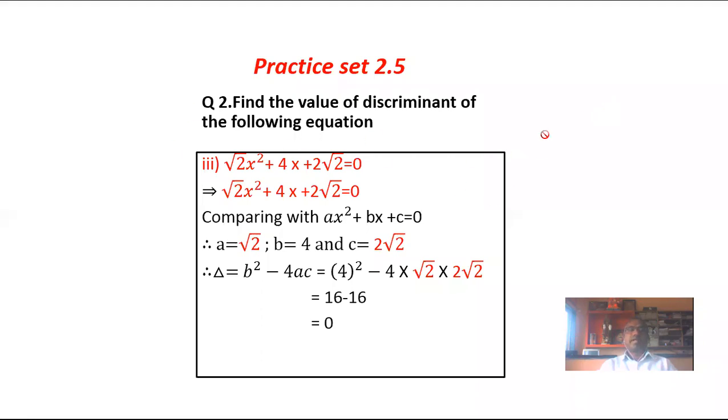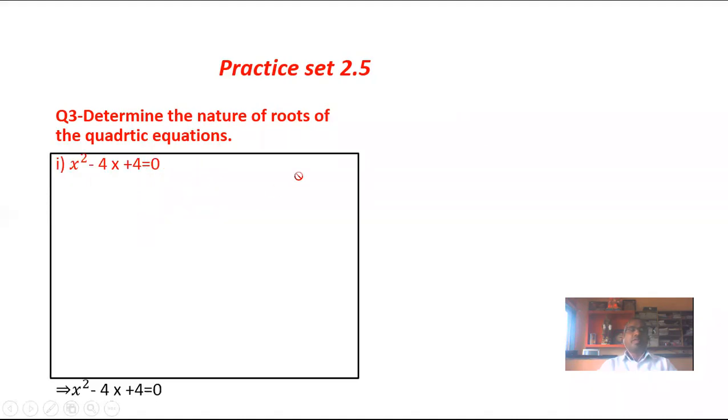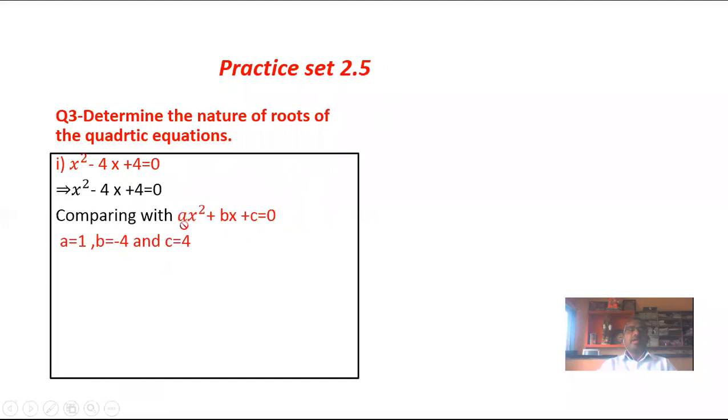Question number 3 in practice set 2.5. Determine the nature of roots of the quadratic equation. First problem: x square minus 4x plus 4 is equal to 0. This is a quadratic equation. Comparing with ax square plus bx plus c is equal to 0, therefore the value of a is equal to 1, b is equal to minus 4, and c is equal to plus 4.